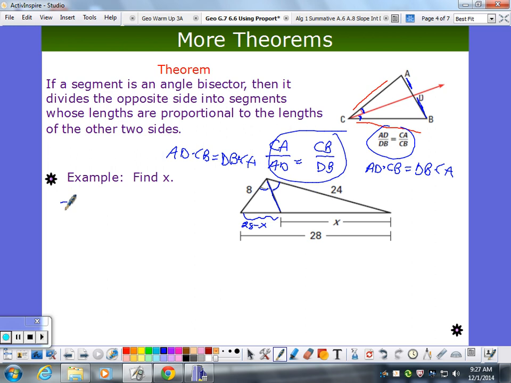So 8 is to 24 as 28 minus x is to x. So let's see, I've got 8 times x equals 24. Don't forget your parentheses. And do a little division here. I'm going to divide both sides by 8. So I'm getting x equals whatever 3 times 28 is. That was this 21. 81? No. 24.